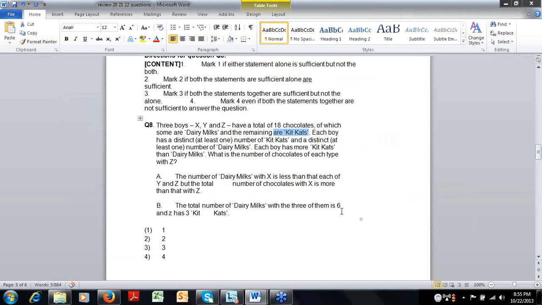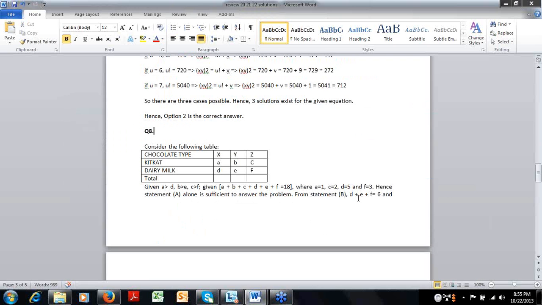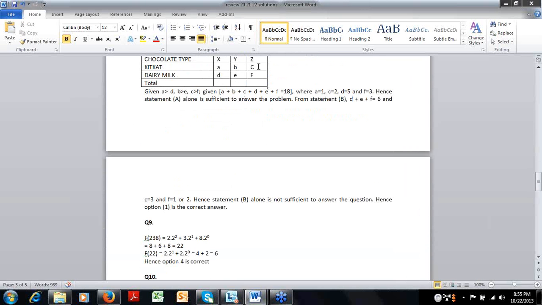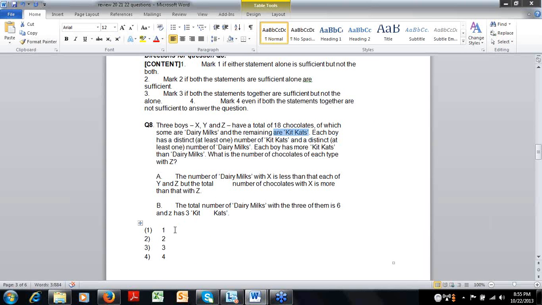Now from statement B, what it is saying is that the total number of Dairy Milks with the three of them is 6 and Z has 3 Kit Kats. So D plus E plus F is equal to 6 and C is equal to 3, and F is equal to 1 or 2. Because F can be 1 and F can be 2 also. Both will satisfy. So B alone is not sufficient to answer this question. So A alone is sufficient. We will go ahead and mark option number 1.